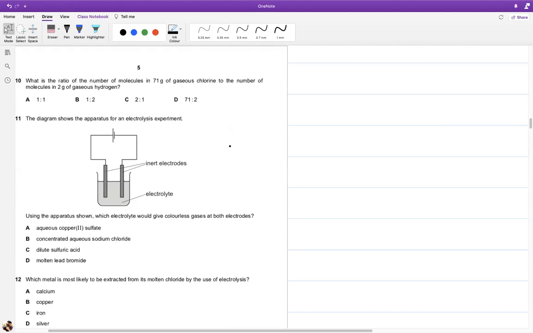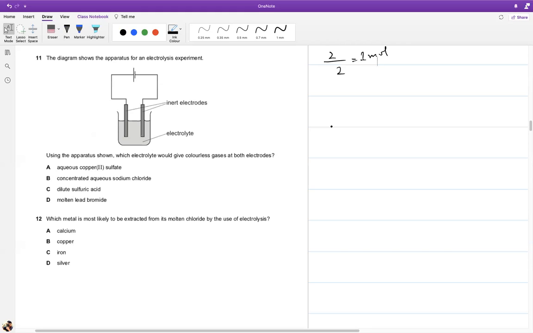What is the ratio of the number of molecules in 71 gram gaseous chlorine to the number of molecules in 2 gram gaseous hydrogen? When we talk about the number of molecules, the number of moles is an indication of that. So 71 gram chlorine is 71 over 71, 1 mole. Why? Because the Mr of chlorine gas is 71. Similarly, 2 gram of hydrogen, the Mr of hydrogen, which is again H2, is 2, so that's 1 mole. So what is the ratio of molecules? It is the same ratio as moles, so 1 to 1.